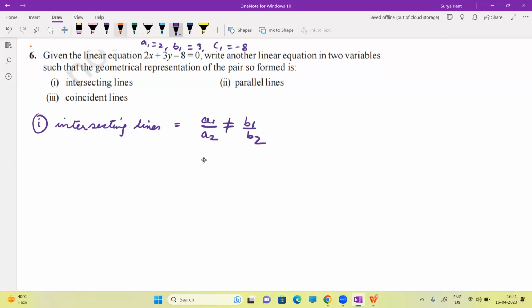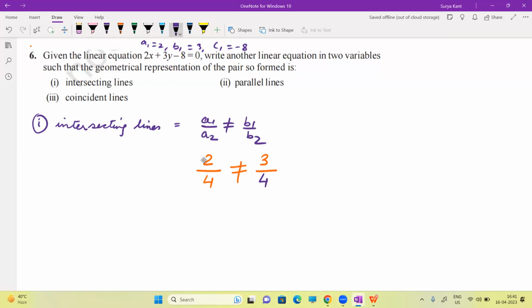So you can just write any number of equations as such, right? If A1 by A2, you take it as here 2 is given. In A2, suppose you write 4. And it should not be equal to B1 by B2, so here 3 is there, 6 should not come. Except 6, you can write whatever you want. Write here 4 only. Understood what I'm saying?